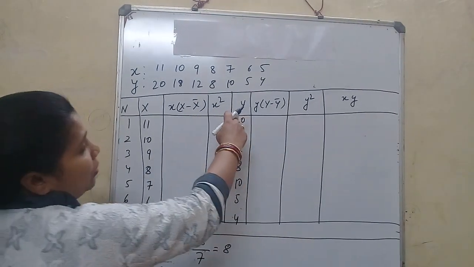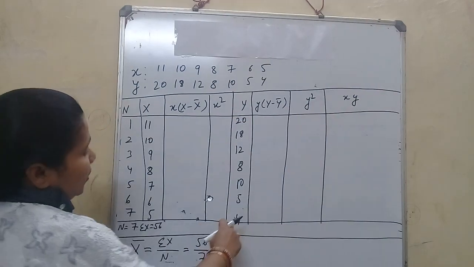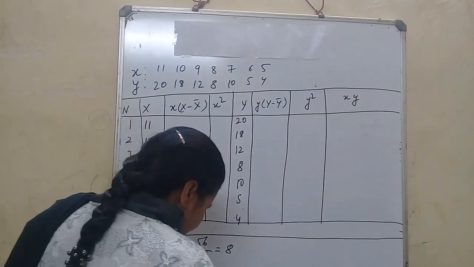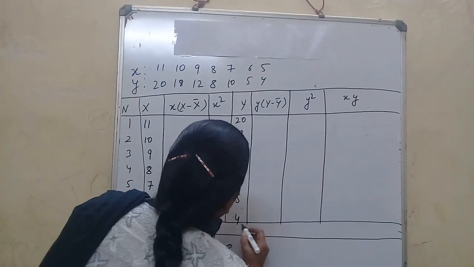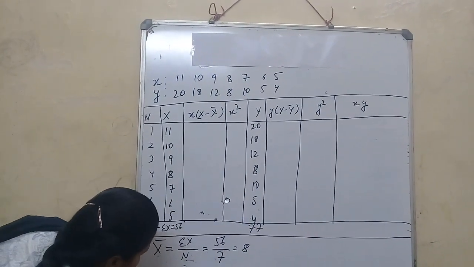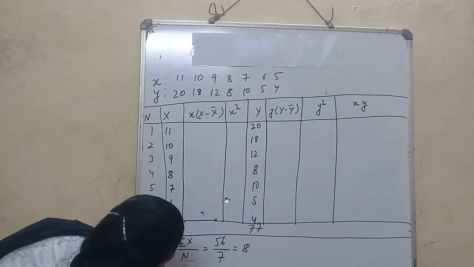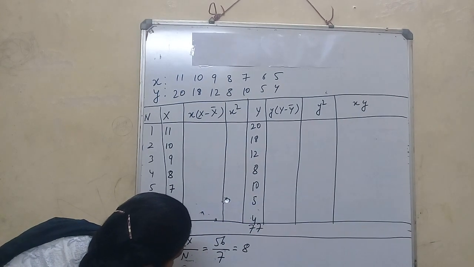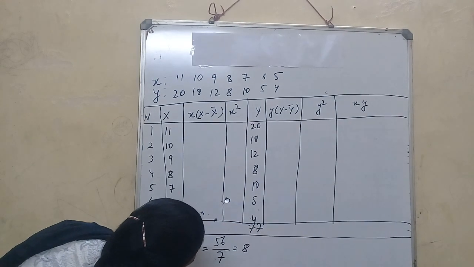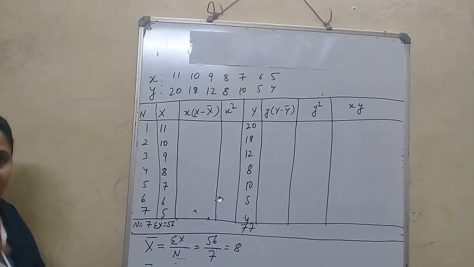Now we find the mean of the y series. When we add this series, we got 77. Then here we find y mean. Summation y by n is 77 by 7. What comes? 11. Got it?